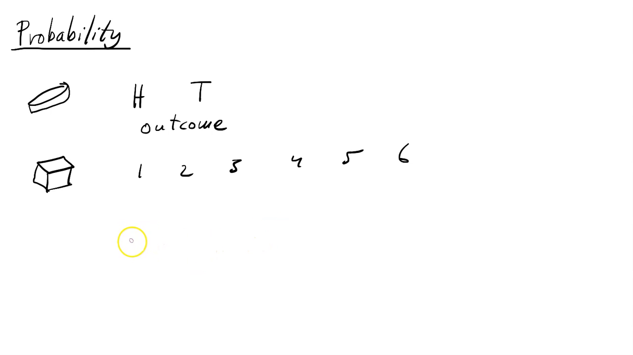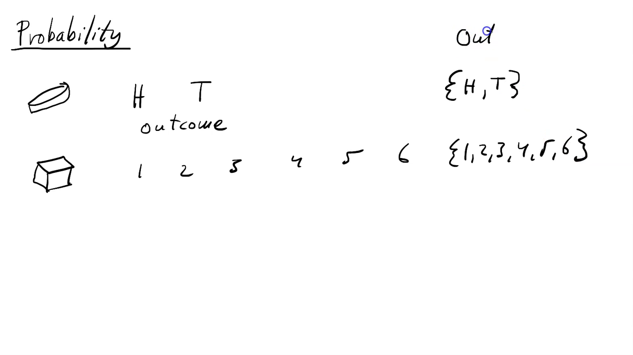And then we can talk about an outcome space. An outcome space is a set, the set of all outcomes we can have. So here we have H and T, that's a set of H and T. And in this case, the outcome space is 1, 2, 3, 4, 5, 6. So these are outcome spaces. So, for example, 1 is a possible outcome, and this set here is the outcome space.